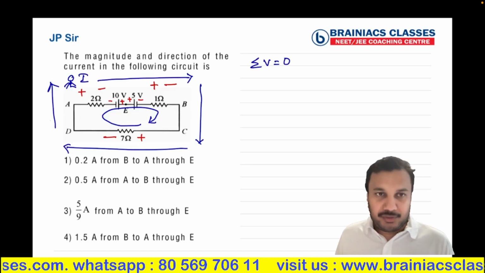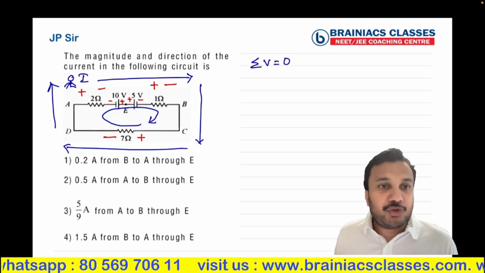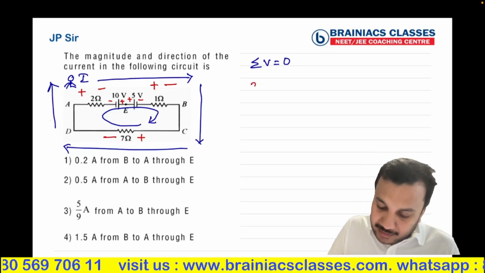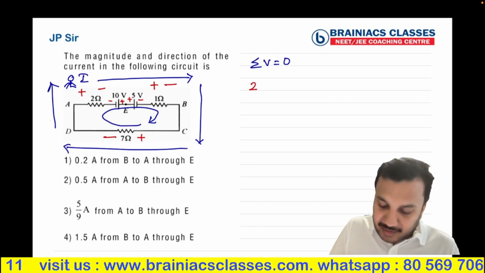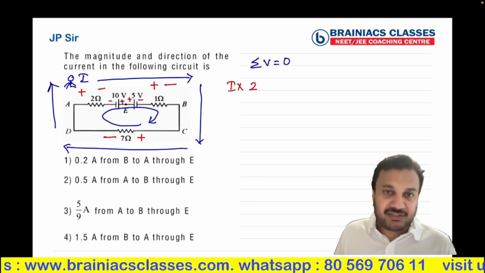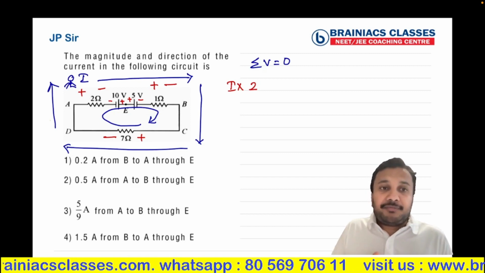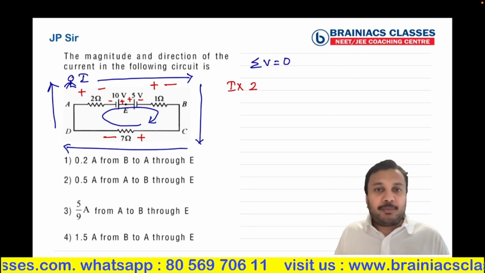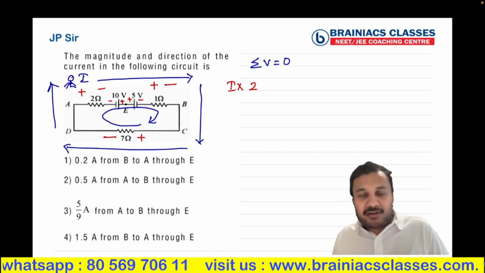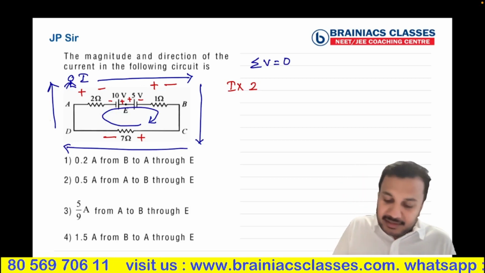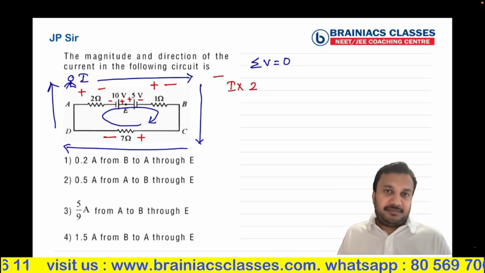Now we'll apply Kirchhoff's voltage law. The first element is the 2 ohm resistor. So current into, what is the current? I don't know, I have to find the current. So I into 2. I am going from plus to minus. Plus to minus means higher to lower, so it is decreasing. Decreasing means I have to put a minus sign.